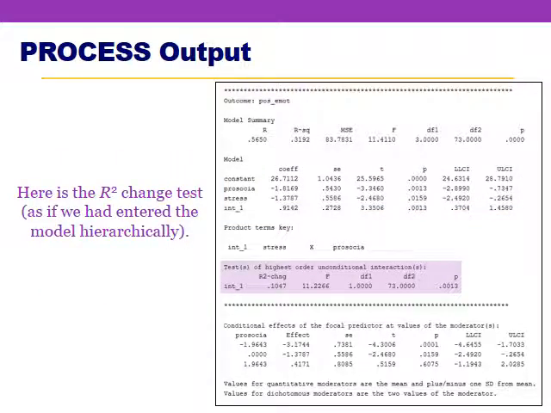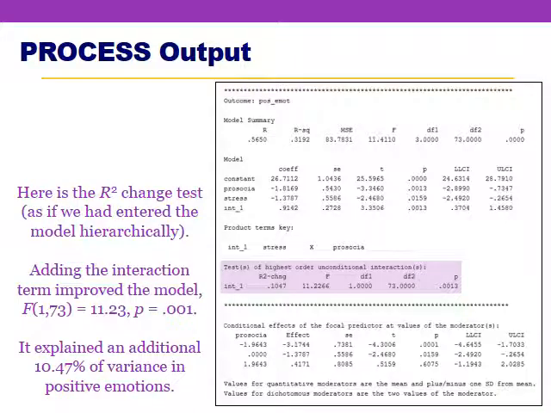If we had done this hierarchically, and we had entered prosocial behavior and stress in block 1, and then added the interaction in block 2, we would have gotten that F-change test that we're accustomed to seeing, that compares block 2 against block 1, to tell us whether adding the interaction term made the model better. What I have here highlighted in purple is that same test, so we don't even have to separately ask for it. Process gives it to us automatically. So what this tells us is that adding the interaction term did in fact make the model better. The model was better with the interaction than it was without.